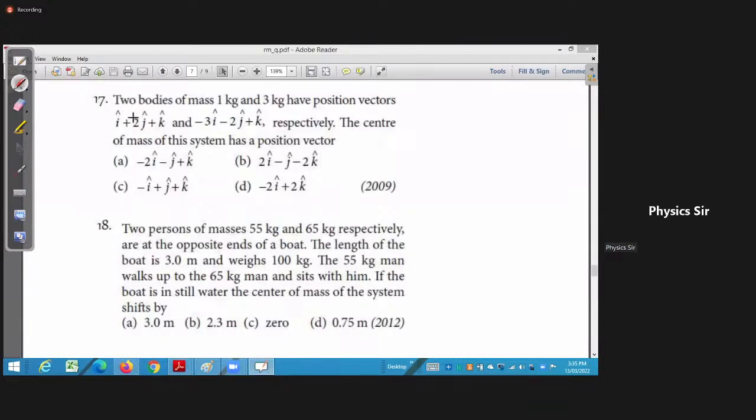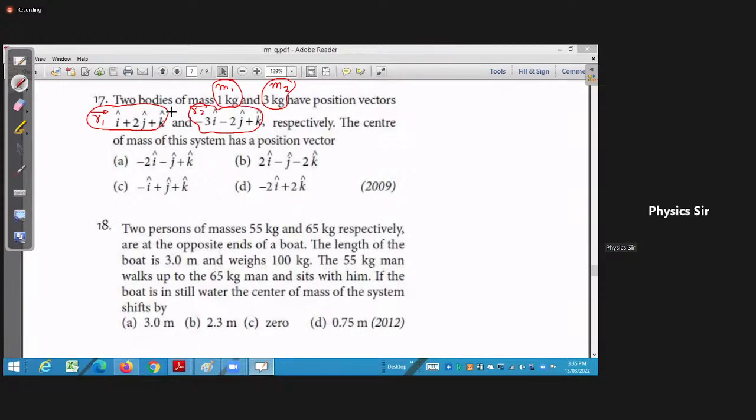So this is mass M1. Mass M1 is 1 kg. This is mass M2. Mass M2 is 3 kg. This is the position vector R1, and this is the position vector R2. Now I have to calculate the center of mass.